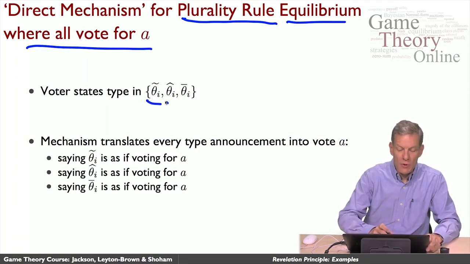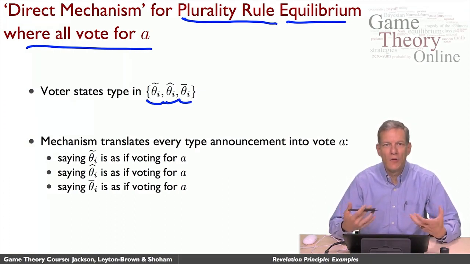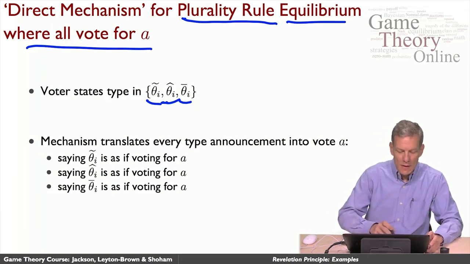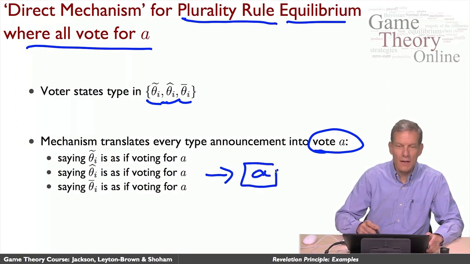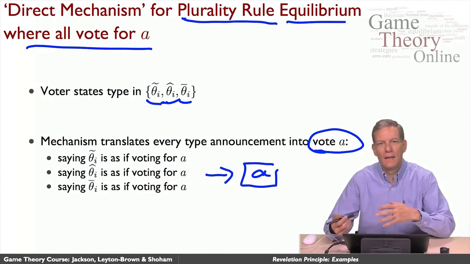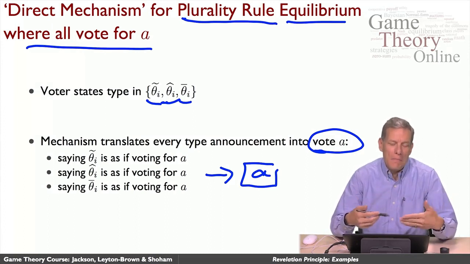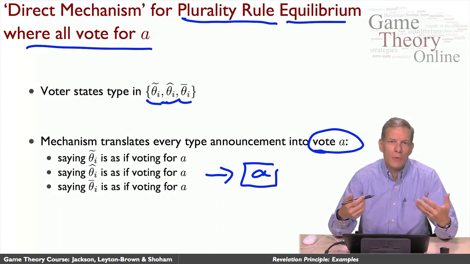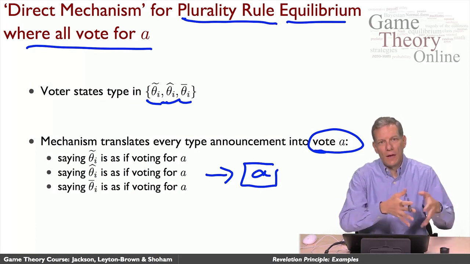Well, now each person states their type. Now remember, in the indirect mechanism, everybody was voting for A. So what happens in the direct mechanism is the direct mechanism translates every type announcement into the equivalent of the vote for A and the outcome is just going to be A, independently of what people's types are announced. So it's as if everybody voted for A, and then the outcome is just A. Now, truth is in equilibrium, right? So no matter what I do, it's as if I'm voting for A. I might as well say my true type. So this would be the direct mechanism associated with that indirect mechanism and equilibrium.